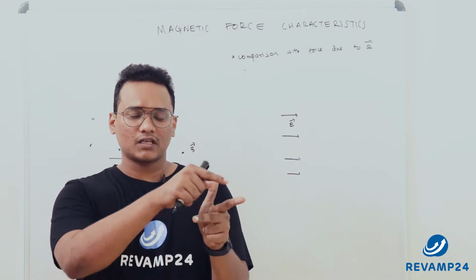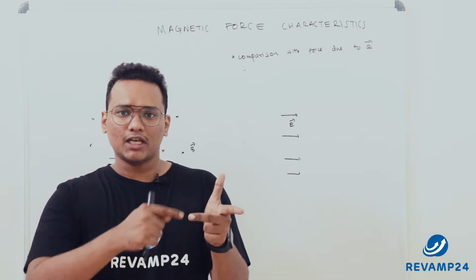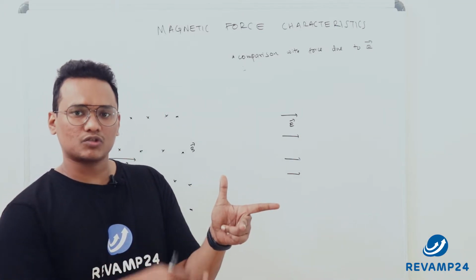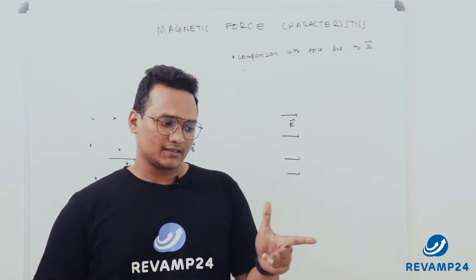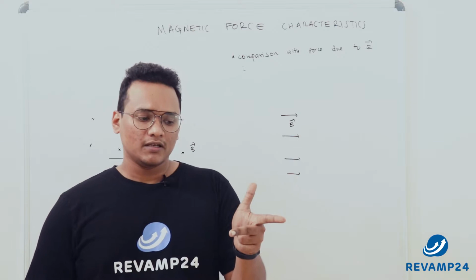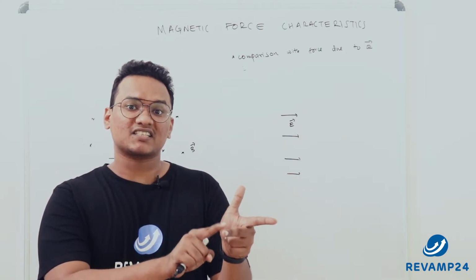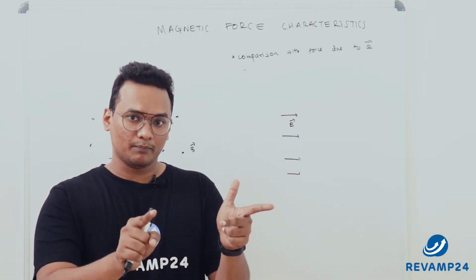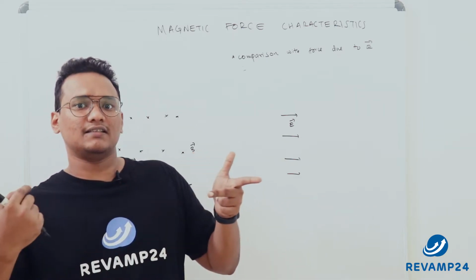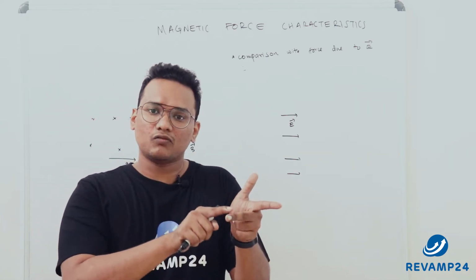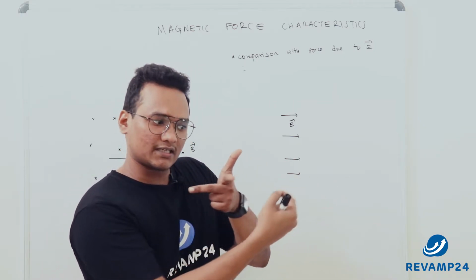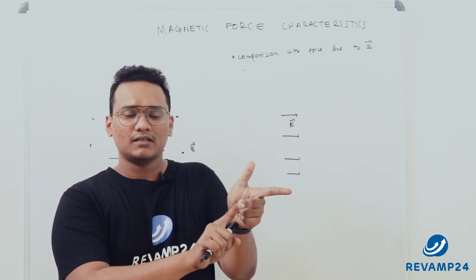Now, we have three fingers which are mutually perpendicular to each other. Perpendicular, perpendicular, and even these two are perpendicular. This is the thumb, index finger and middle finger. Now, the middle finger will represent the direction of positive charge. Very important: if electrons are moving in this direction, then you have to take the direction of current as the opposite. So, basically, this one is the direction of current.